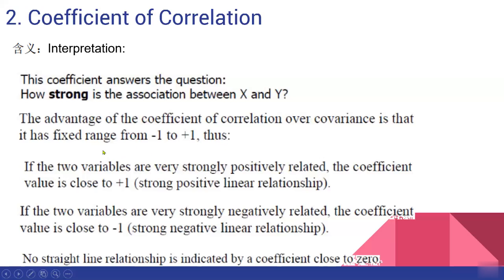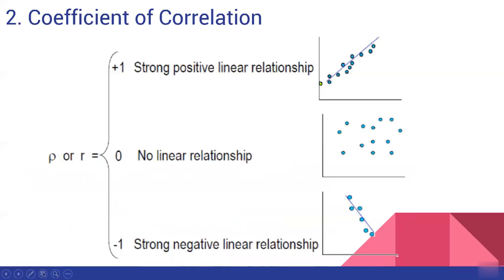Thus, if the two variables are very strongly positively related, the coefficient value is close to +1, which means strong positive linear relationship. If the two variables are very strongly negatively related, the coefficient value is close to -1, which means strong negative linear relationship. If you have no straight line relationship, that is indicated by a coefficient close to 0.